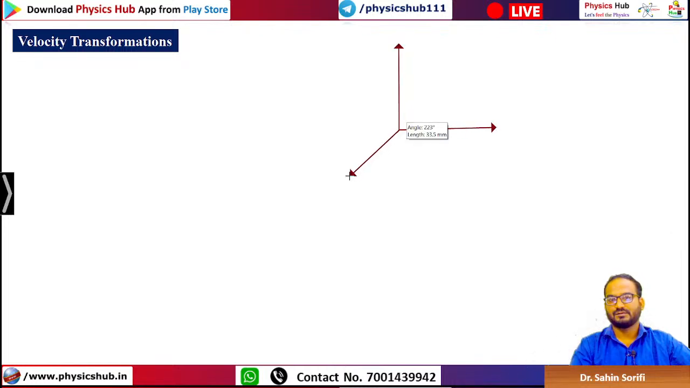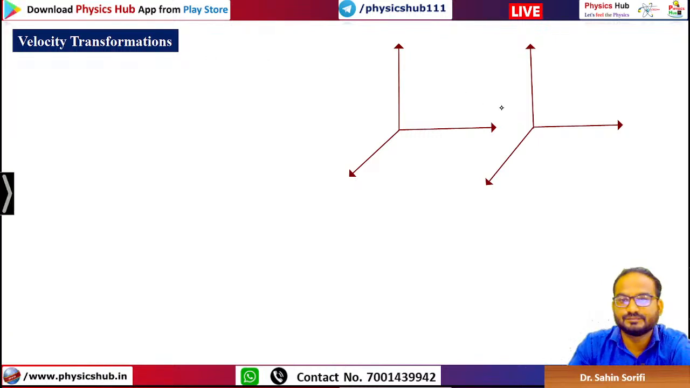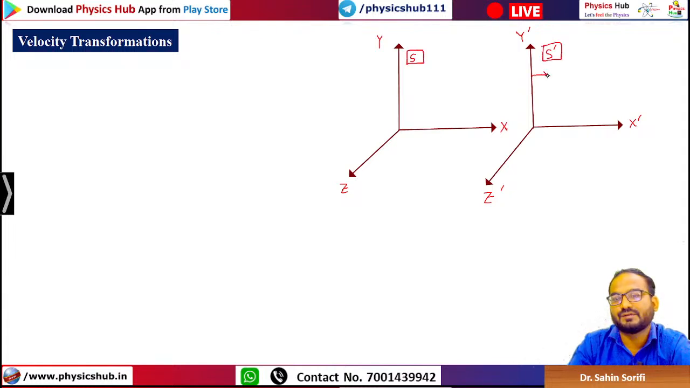So as usual, we'll be drawing the two frames. One is S frame, another one is S prime frame. X, Y, Z, X prime, Y prime, Z prime. S frame is the rest frame, S prime frame is the moving frame which is moving with the speed v with respect to S. O is the origin here, the same origin will be O prime.